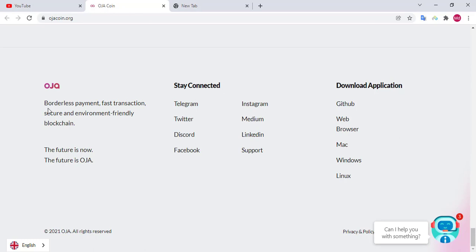OJA: borderless payment, fast transaction, secure and environment friendly blockchain. The future is now. The future is OJA. Stay connected. Telegram, Twitter, Discord, Facebook, Instagram, Medium, Landing, Support. Download application. GitHub, Web, Browser, Mac, Windows, Linux. Just download the application and read there more information on this project.